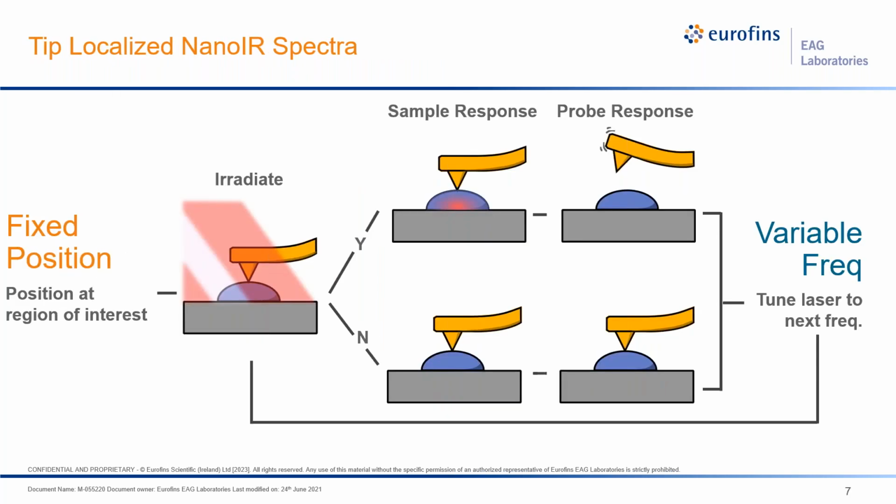So just to go a bit further in depth into how this process happens for each of these types of data, when we do tip localized spectra, what happens is we fix the position of the probe at a particular region of interest. And then we irradiate the sample and measure if there is a sample response. If there is absorbance, then the sample response induces a probe response. And we essentially measure that and tune the laser to the next frequency and continue across the entire spectral range.